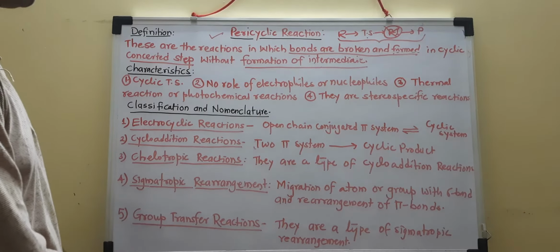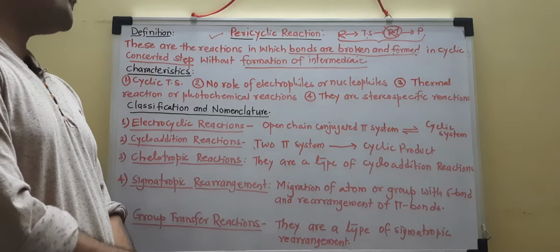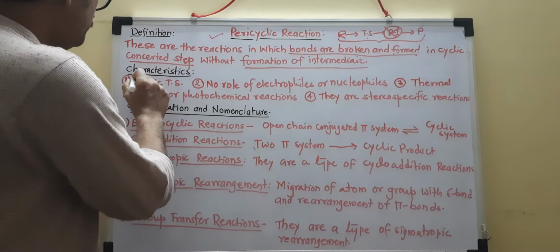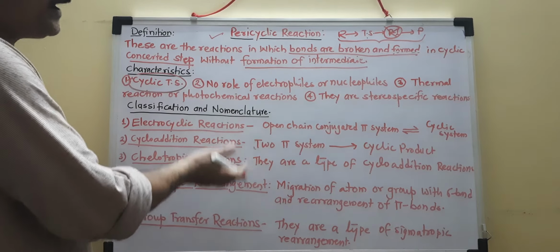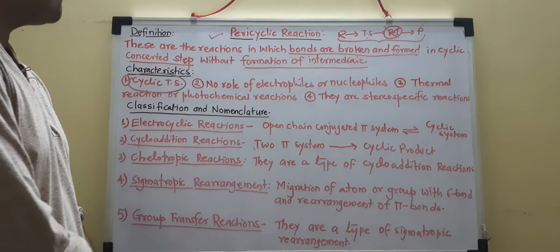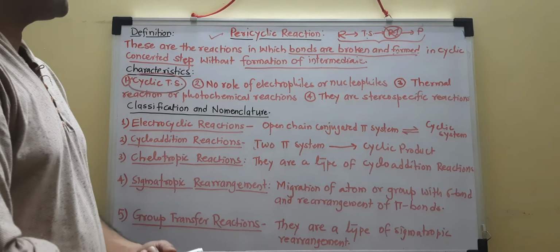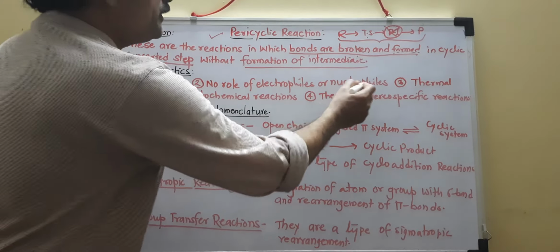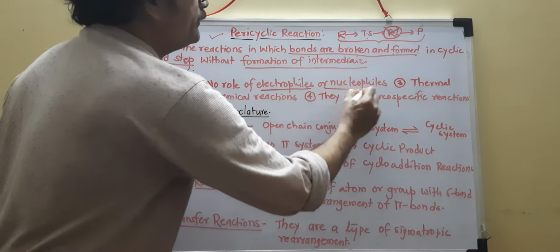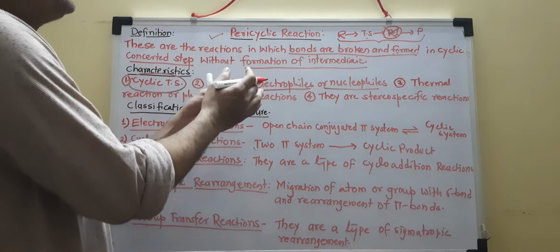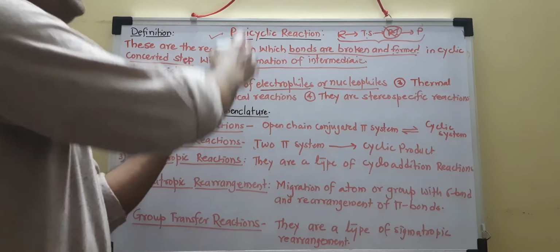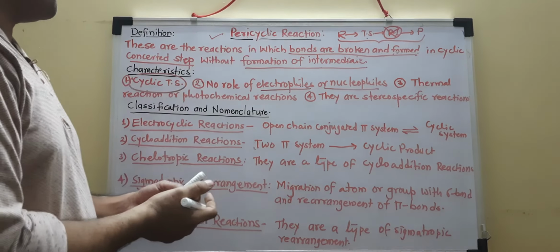That is the peculiarity of the pericyclic reaction. So what are the characteristics of pericyclic reaction? There is always a cyclic transition state. Whenever we discuss this reaction, at that time you will come to know the meaning of cyclic transition state. There is no electrophile or nucleophile. Electrophile or nucleophile is not included. Only reactants are converted to the product.